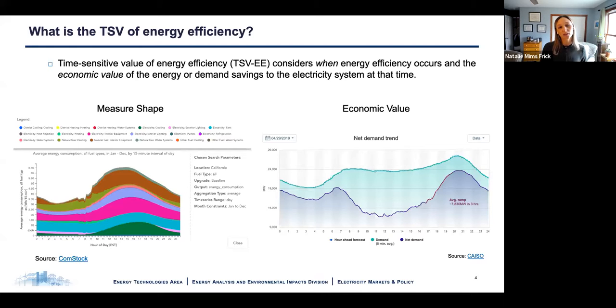And the graphic on the left there is an end-use load profile from NREL's recently released end-use load profiles for the residential and commercial building stock. So those are a resource that we're making use of in this calculator.